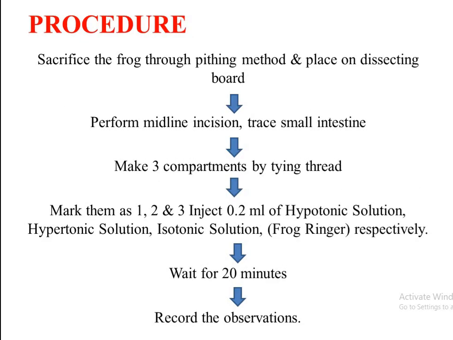So the procedure will be: we will sacrifice the frog by pithing, the same method that we used in the earlier experiment, and we will cut out the small intestine part. We will divide this intestinal part into three compartments. We will tie the thread at both ends, and take three compartments of intestine after cutting.